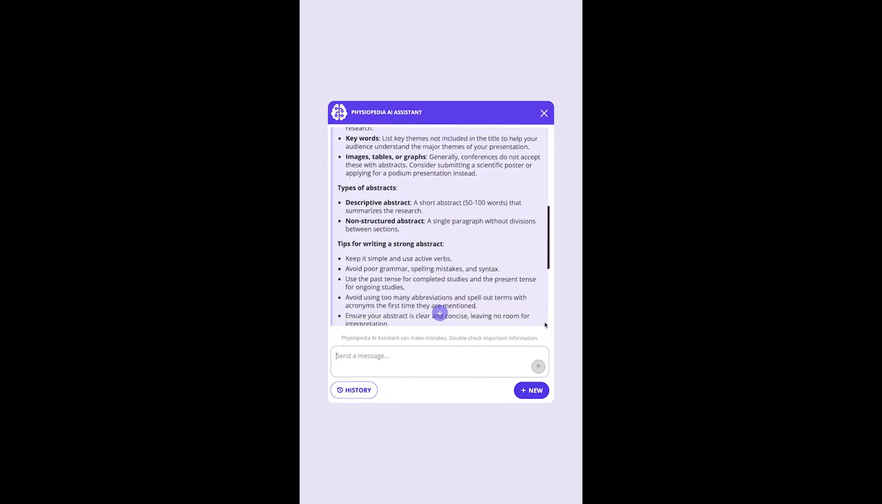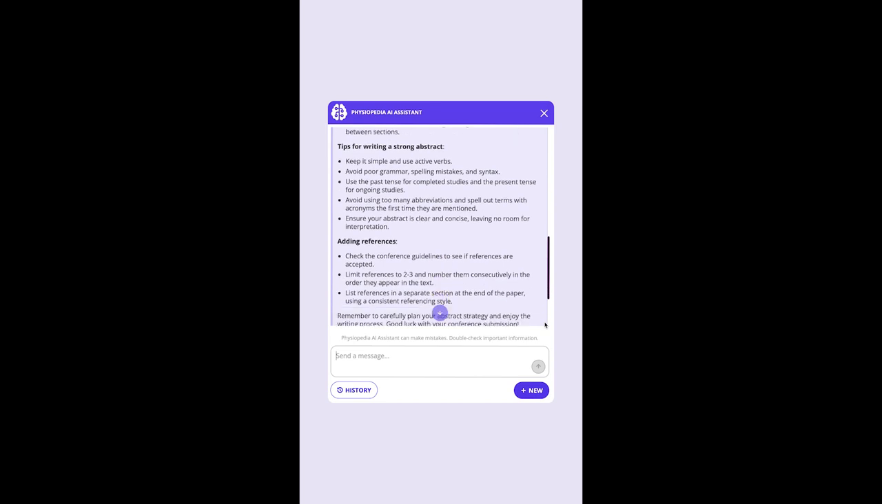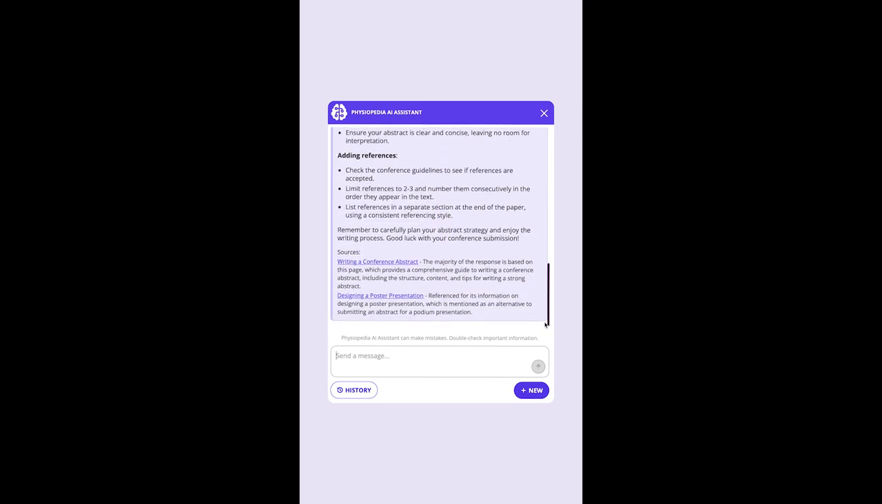on structure and content. This AI assistant is trained on the high-quality information from Physiopedia, and each answer includes the sources where it got its information from.